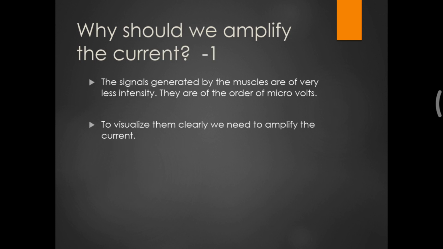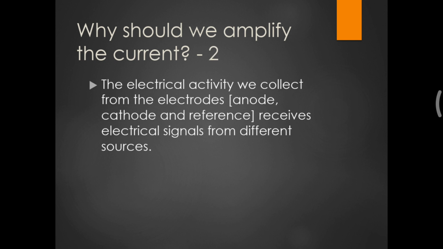So let's go on to amplification. First, why should we amplify the current? The signals which are generated from the muscles are normally very low amplitude signals. They are of the order of microvolts. So to visualize them clearly, we need to amplify the current. This is the first reason. But a more important reason is that the electrical activity we collect from the electrodes, that is anode, cathode and reference, receives electrical signals from different sources.